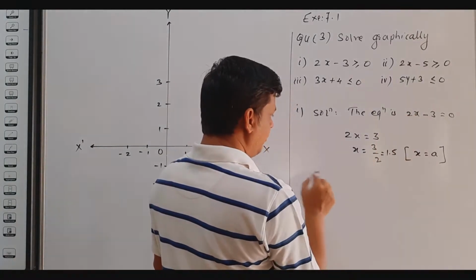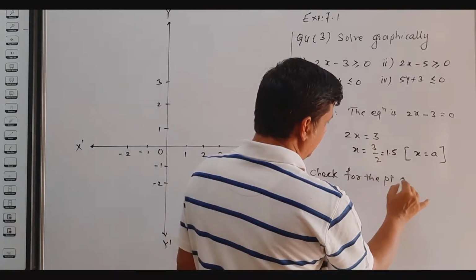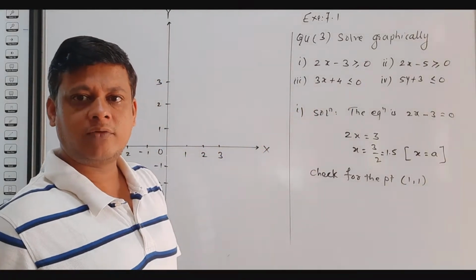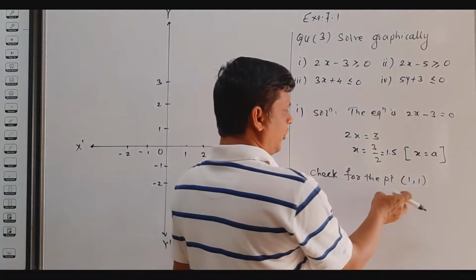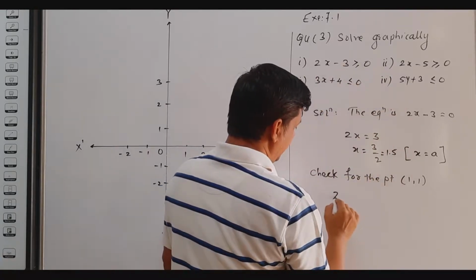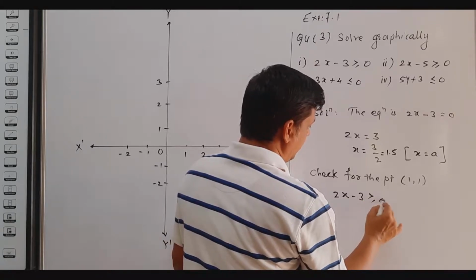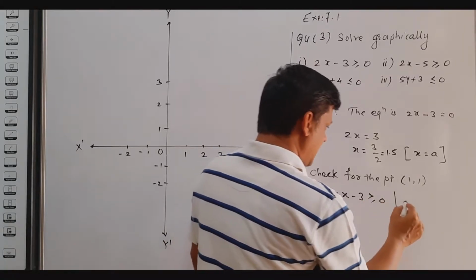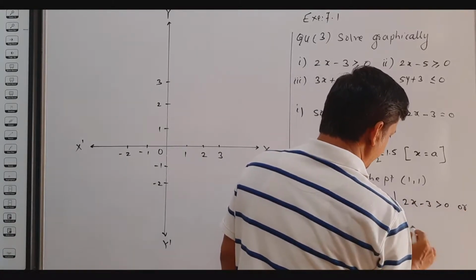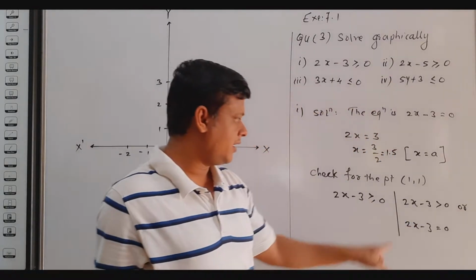So we take one point and check for that point. Suppose we take (1, 1), which will be convenient for calculation. The inequality is 2x minus 3 greater than or equal to 0. So here two conditions are 2x minus 3 greater than 0, or 2x minus 3 is equal to 0. We require any one condition.